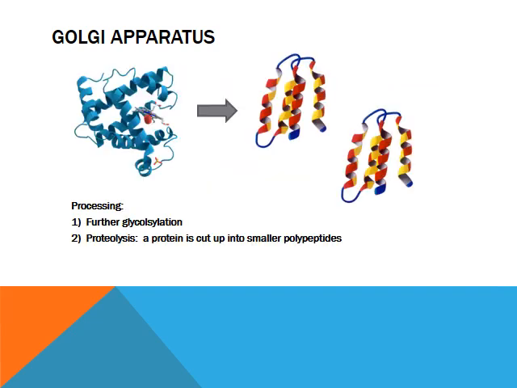The Golgi apparatus is good for two things: more glycosylation, because we can't get enough of that, adding more carbohydrates, and also proteolysis. In proteolysis, protein, lysis, break down. You're breaking down a protein. You're cutting it.